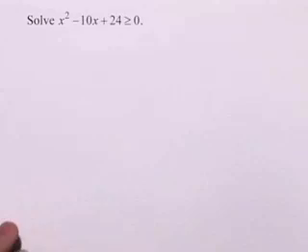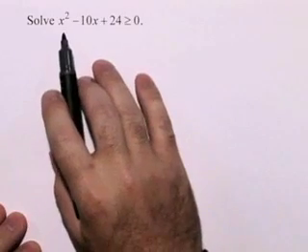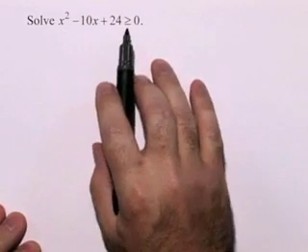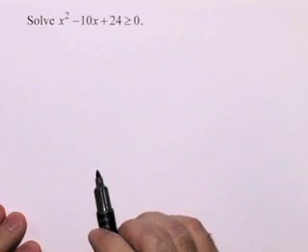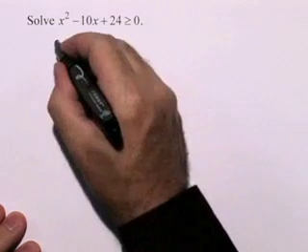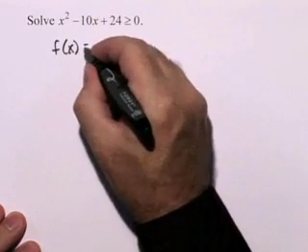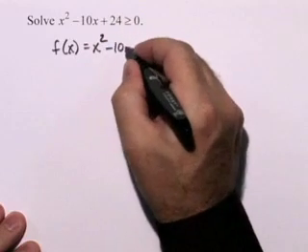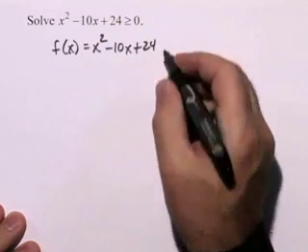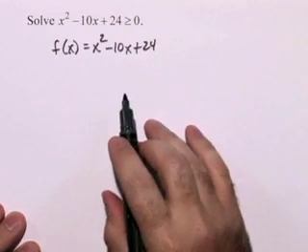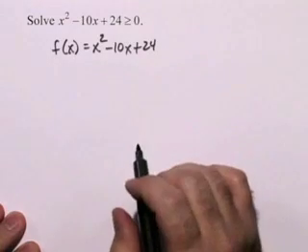In this problem, we're going to solve a quadratic inequality by using a graph. We want to solve the inequality x squared minus 10x plus 24 is greater than or equal to 0. We're going to start by graphing the function f of x equals x squared minus 10x plus 24. And we're going to find the x and y intercepts. We'll also find the vertex, and we'll use those to sketch a rough graph.